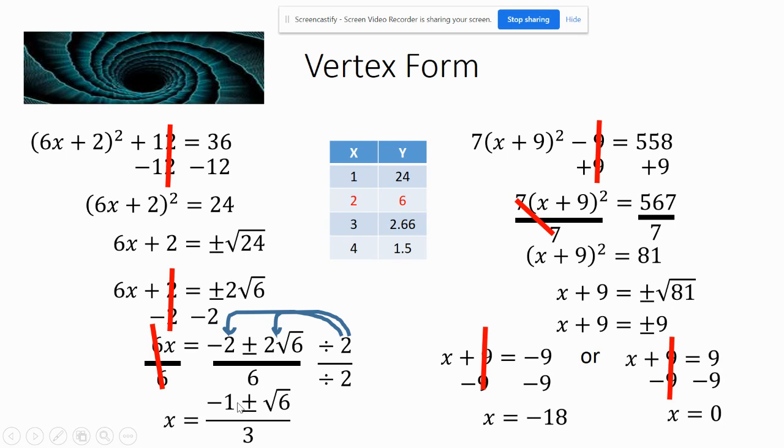This has two answers over here too. Negative 1 plus square root of 6 divided by 3, and negative 1 minus square root of 6 divided by 3, as far as an answer goes to each of these. But the big thing is you have to get the parentheses or squares only first before you can square root. So reduce it.